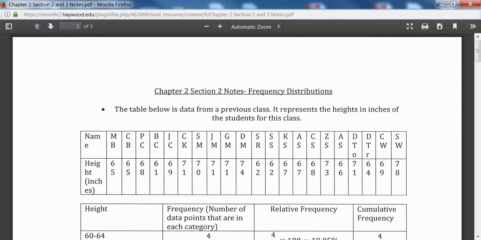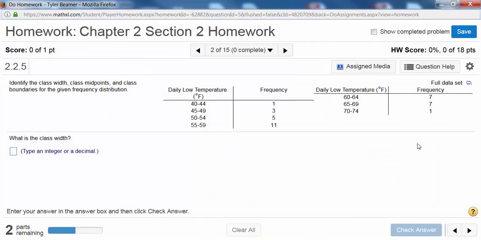Alright, so let's take a look at the question I want to do. I'm looking at number 2. It says identify class width, class midpoints, class boundaries for the given frequency distribution. And we have the distribution here of daily low temperatures. These are our specific classes.